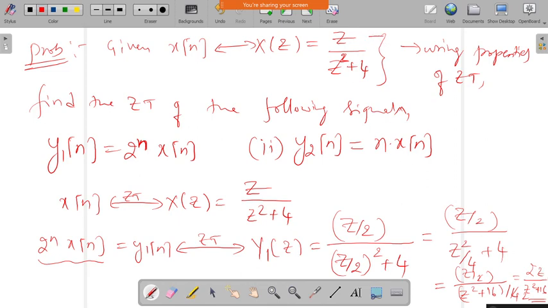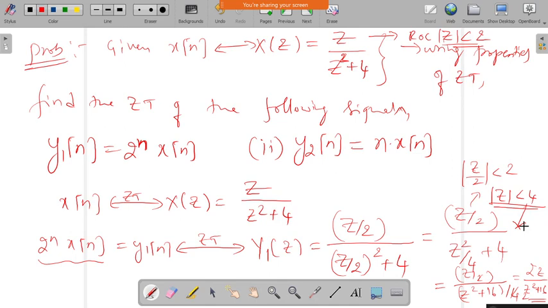So here the ROC is also mentioned. ROC will be z which is less than 2. Now the corresponding ROC we need to put here. Instead of z we have put z by 2. So for this case, the magnitude of z by 2 should be less than 2, so the magnitude of z should be less than 4. So this is the ROC for this particular Z transform.